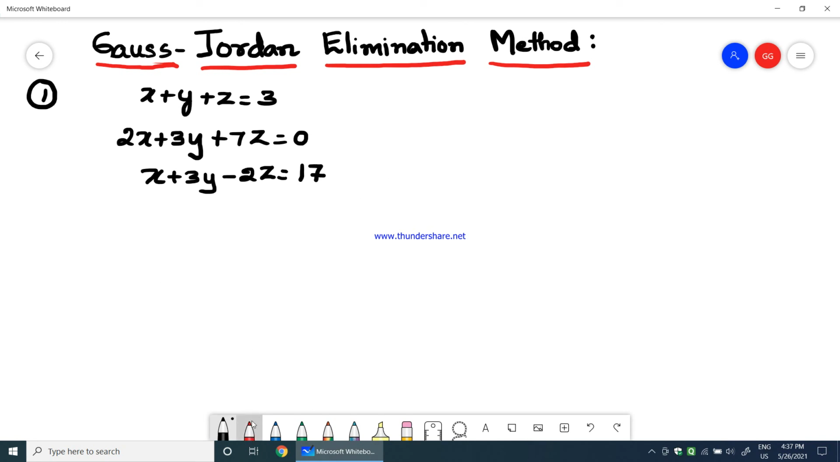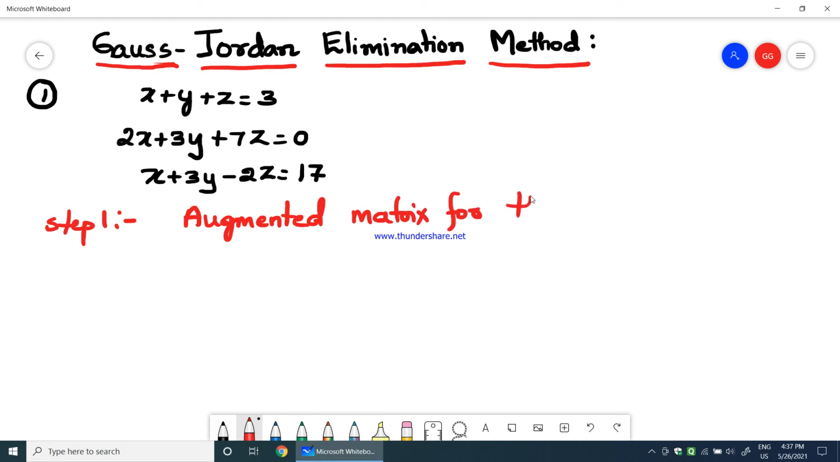Now the first step is we will be writing the augmented matrix for the above equations. So let me write that matrix and show you how to write it.